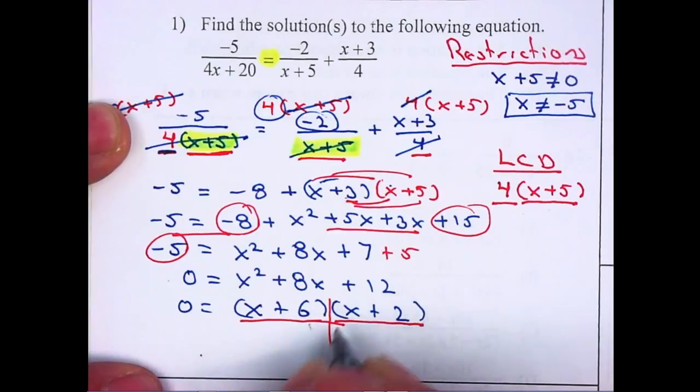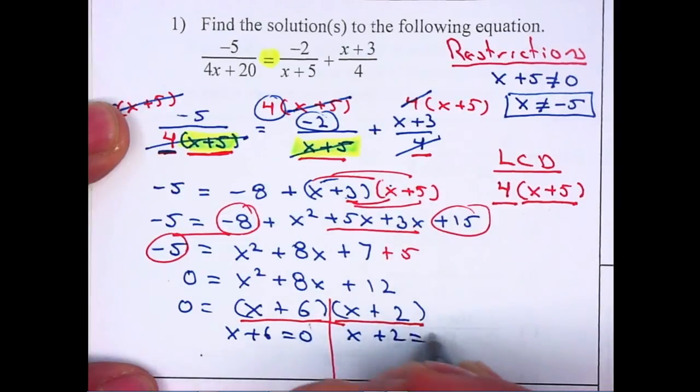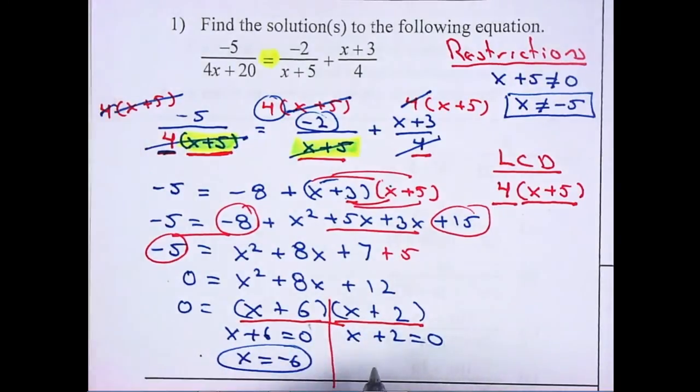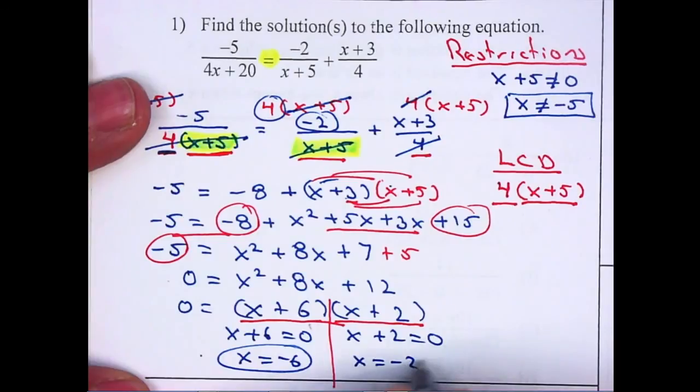Therefore, I can use my zero product property. I'm going to use x plus 6 equal to 0, x plus 2 equal to 0. Move my 6 to the right, becomes negative 6, or you can subtract 6 on both sides. Move my 2 to the right, becomes negative 2.